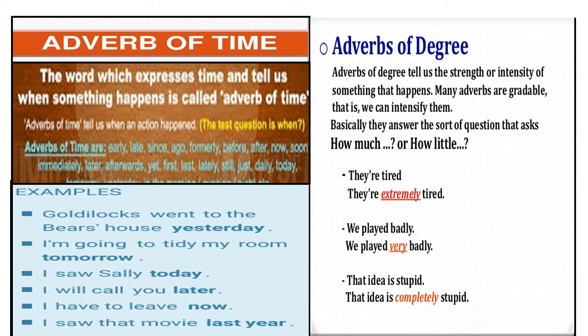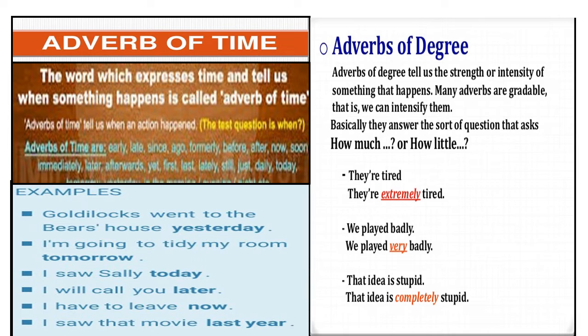Let's look at these examples now. Goldilocks went to the bear's house yesterday. I'm going to tidy my room tomorrow. Tidy means clean, children. I saw Sally today. I will call you later. I have to leave now. I saw that movie last year.